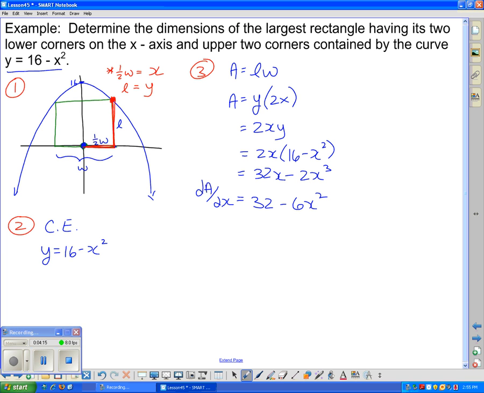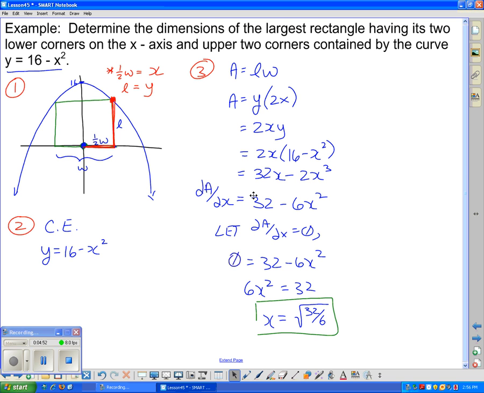minus 6x squared. We let dA by dx equals 0. So 0 equals 32 minus 6x squared. 6x squared equals 32. So x will equal the square root of 32 over 6. All right. So that is the value of our x. So there we go. Over here then, we can find the corresponding y value.